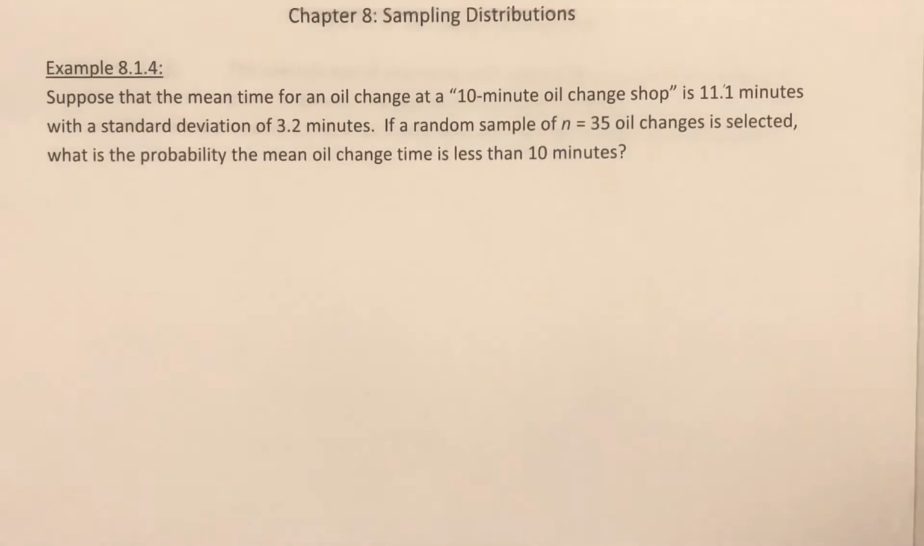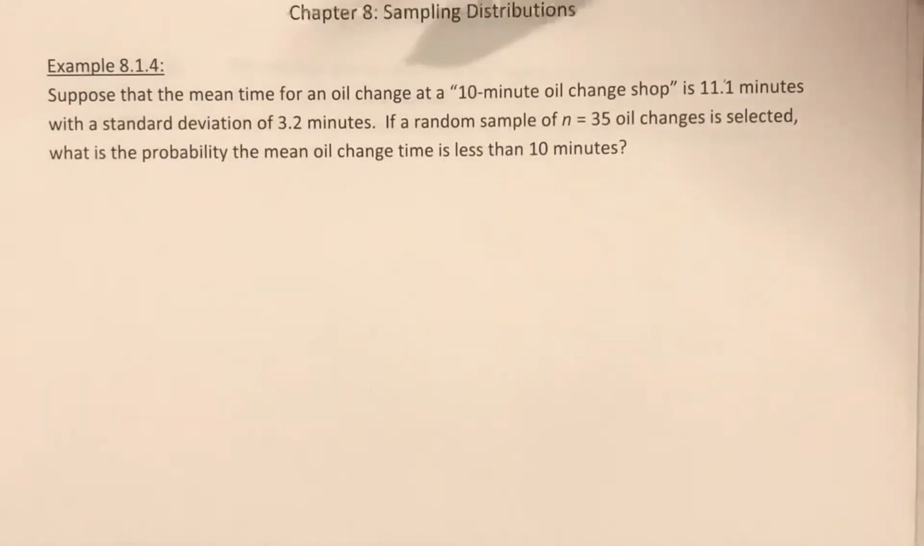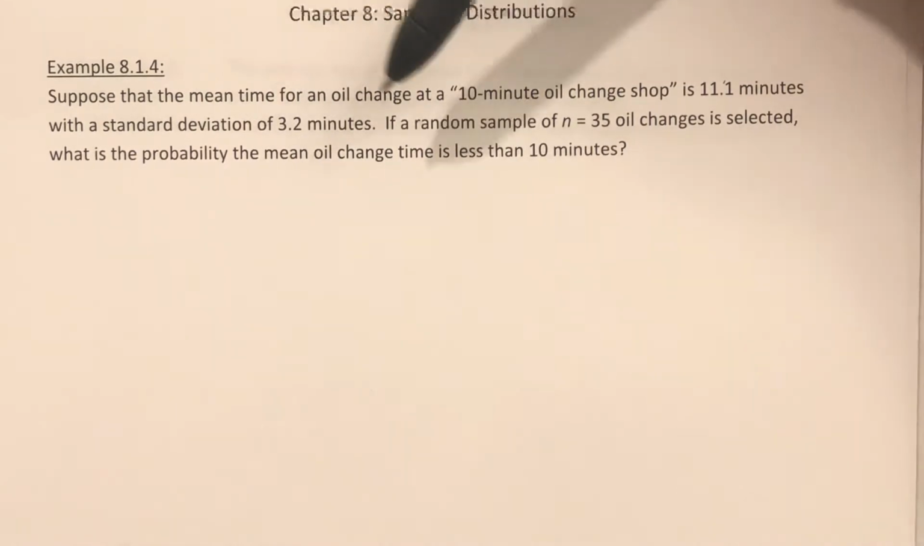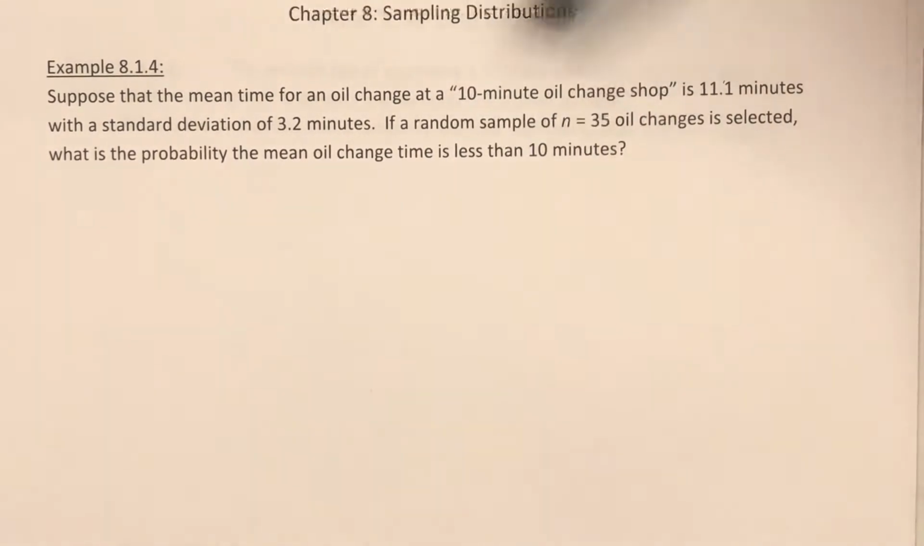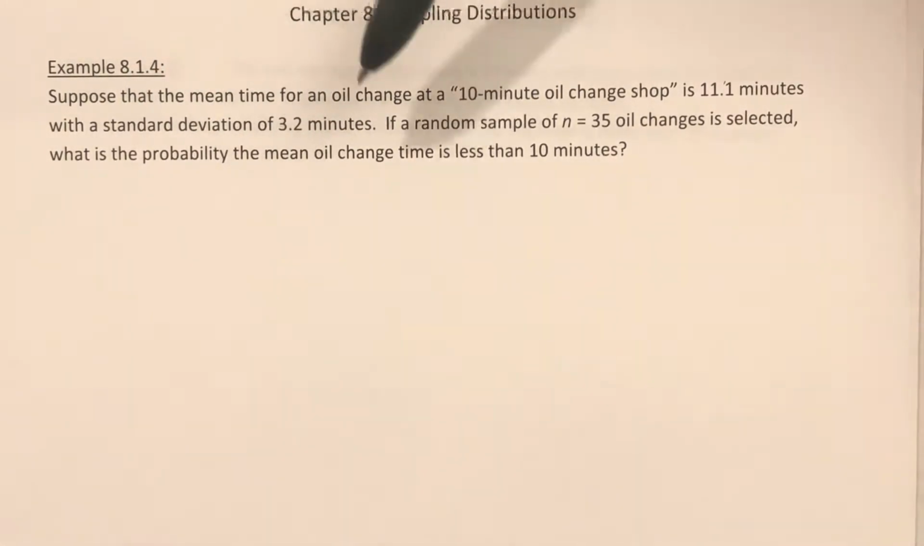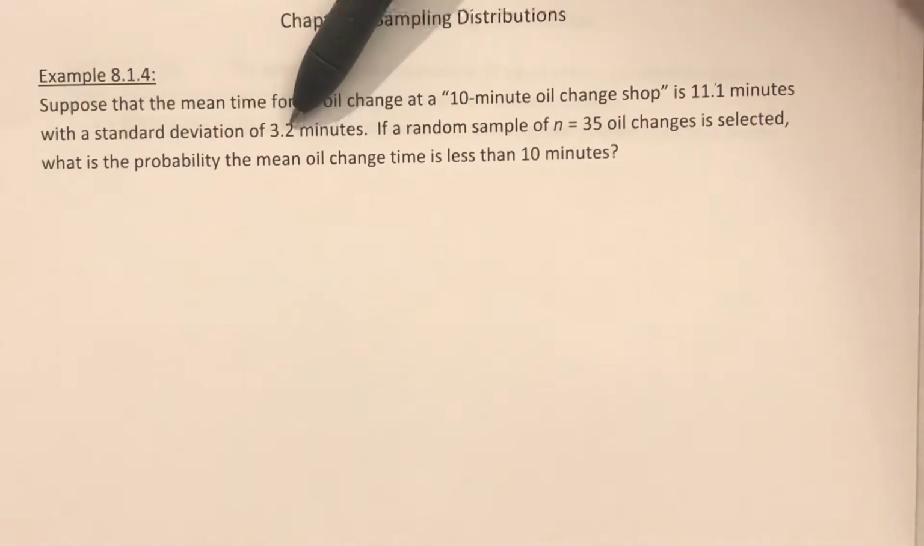Because now what we can do, as far as examples, we can take a look at something like this. We're looking at the oil change time here. The mean time for an oil change at a shop that's going to say they can do it in 10 minutes is 11.1. Okay, that's their average. And the standard deviation of the time it takes them to change the oil is 3.2.